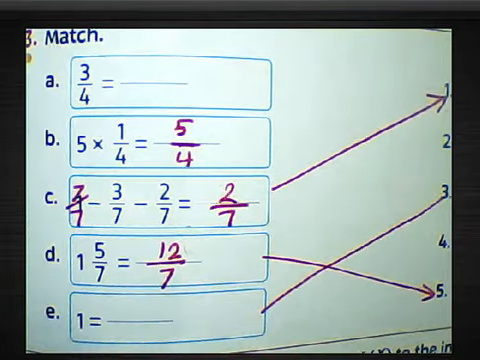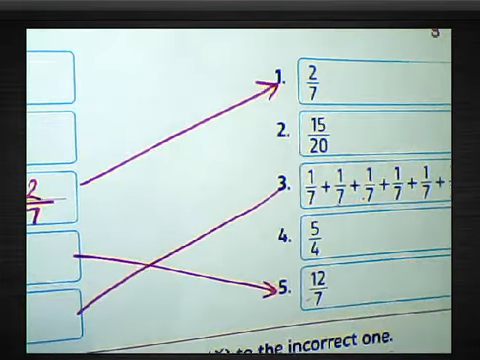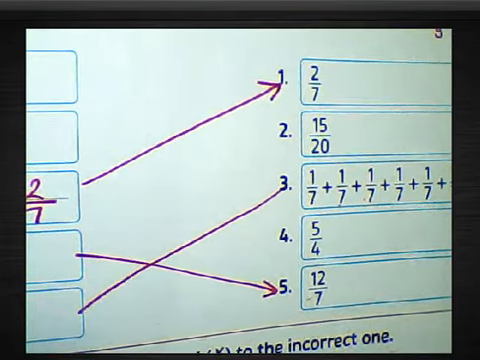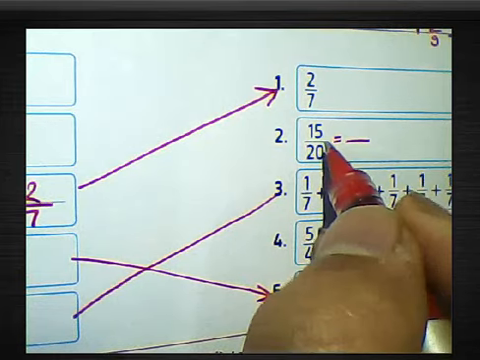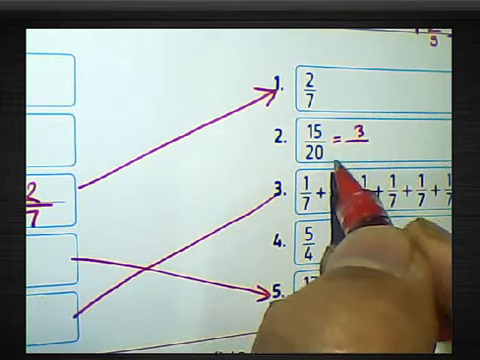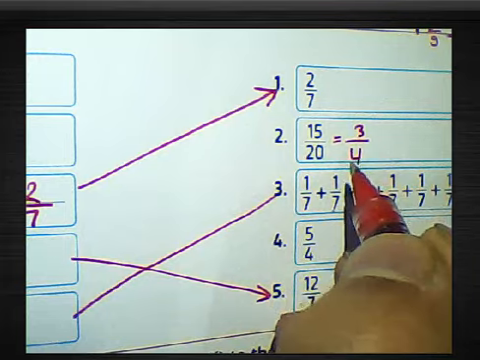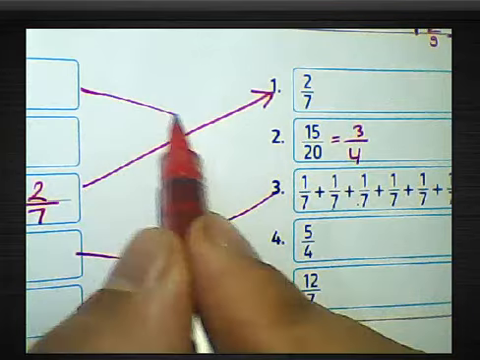And what about 3 over 4? Look at 15 over 20. You can simplify it by dividing by 5. 15 divided by 5 equals 3, and 20 divided by 5 equals 4. You must choose 3 over 4, the first one.